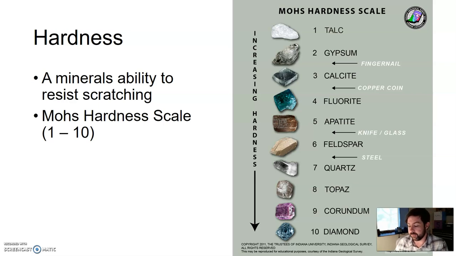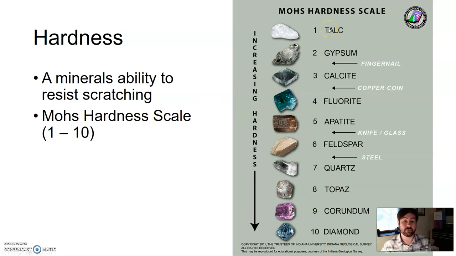Hardness. Hardness is another characteristic of a mineral that we can look at to describe a mineral and helps identify them. Hardness is defined as the mineral's ability to resist scratching. So if I have a mineral, if I try to scratch it with all this different stuff, will it scratch it? And the hardness is ranked on a scale called the Mohs hardness scale from 1 to 10.